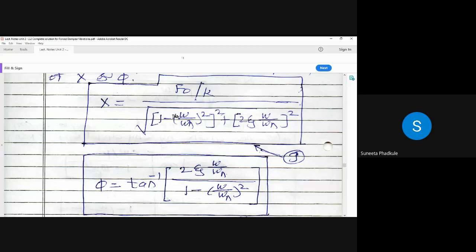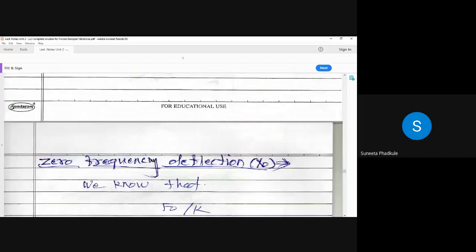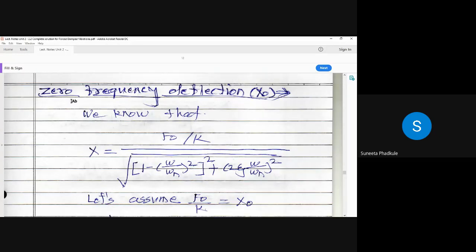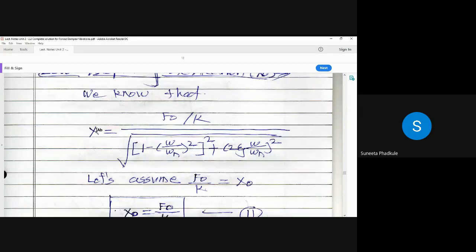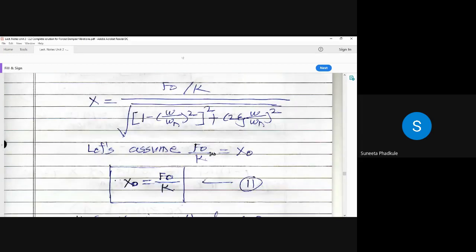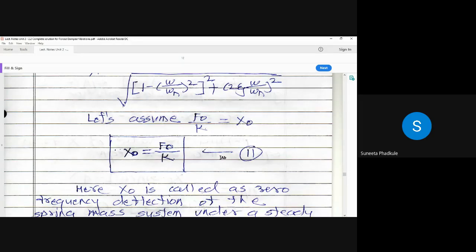Now F0 upon K, we will write this down and replace it later on. So this is a new term we are going to learn now. F0 upon K is known as X0, and X0 is known as the zero frequency deflection. It is a very important concept. You know how this formula has come: we derived the steady state amplitude capital X is equal to F0 upon K upon the square root of the whole thing. So put F0 upon K equal to X0. So this is your value: X0 is equal to F0 upon K.